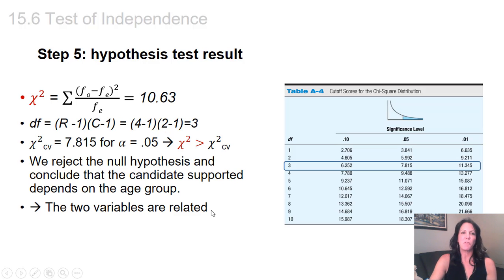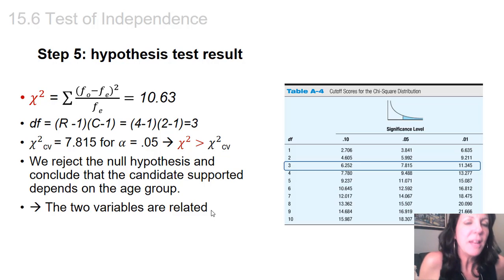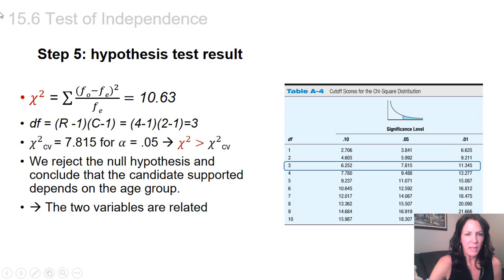And here's just a summary of what we just did. We calculated the chi-square, and we found that it is significant. We reject the null hypothesis, and we conclude that the candidate supported does depend on age group. The 2 variables are related. All right, that's the chi-square test for independence.